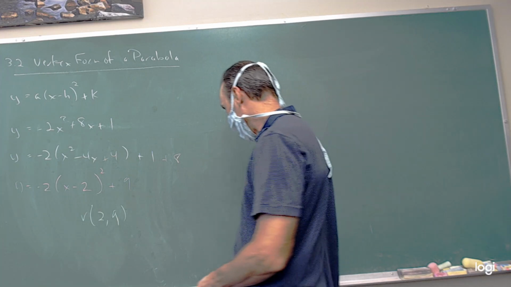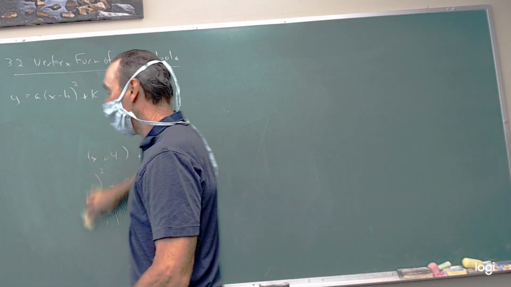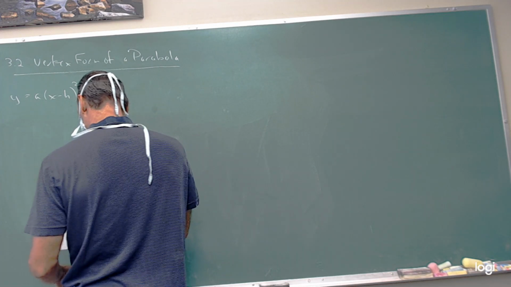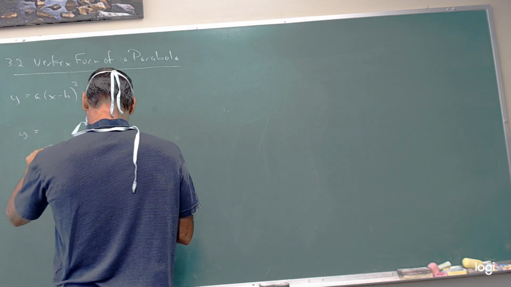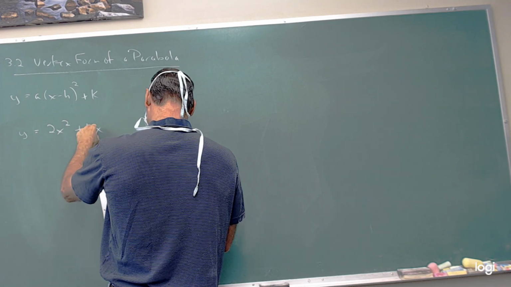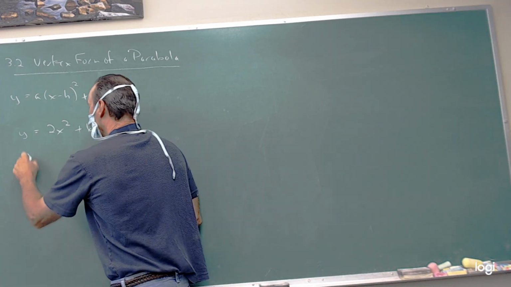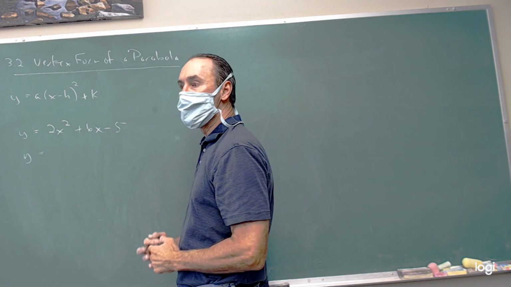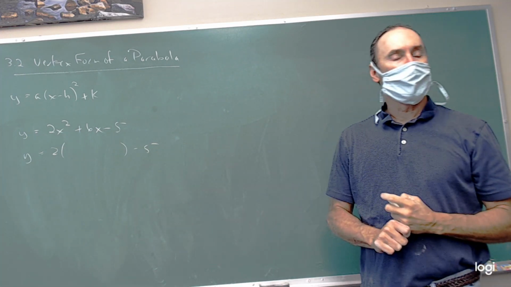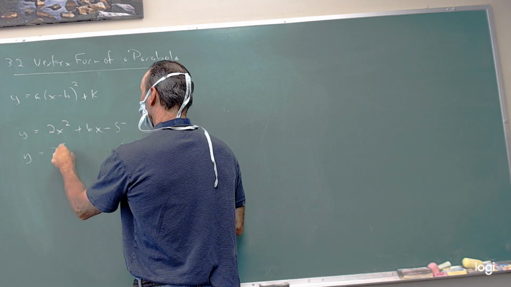All right, let's do another hard one. Okay, erase, destroy the evidence. Let's do y equals, you're going to like this one, 2x squared plus 6x minus 5. All right, what do we do first? Factor out the 2. Push minus 5 outside. What's left is x squared plus 3x.